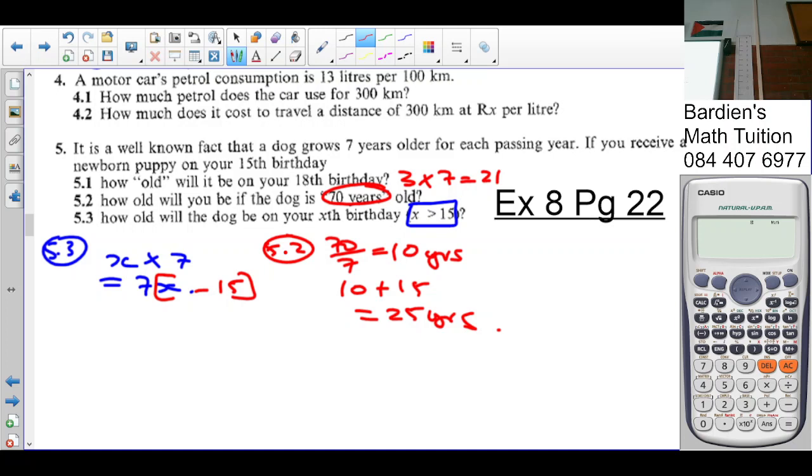What is 16 minus 15? 1. 1 times 7? 7. So the dog is 7 dog years. What if you're 20? How old is the dog? 20 minus 15 is 5. 5 times 7 is 35. Does it now make sense? Any comment on this question? Definitely in the exam. The nice part of it is you will know how to answer it now, so you'll get it right.